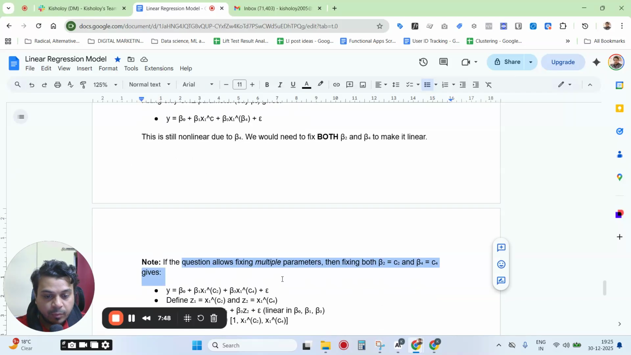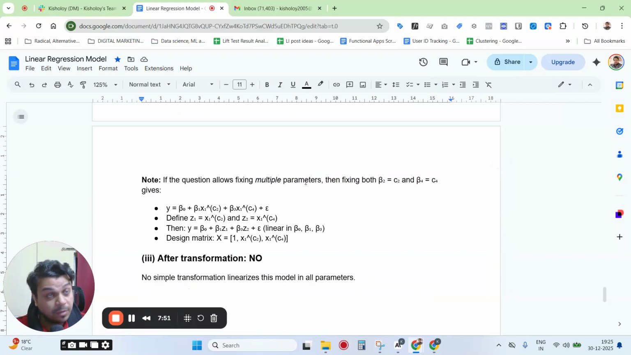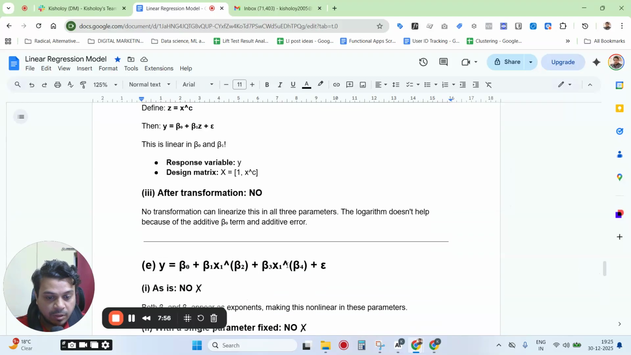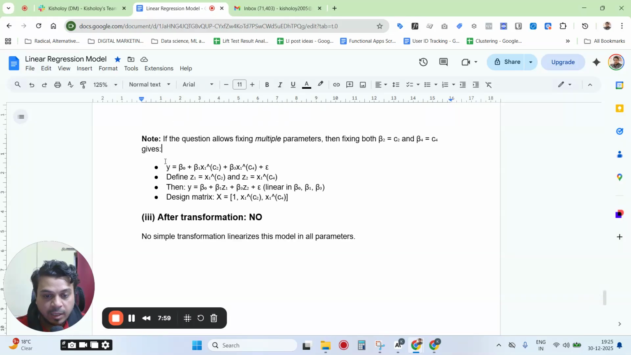And then if the question allows fixing multiple parameters, then if you fix both of these, beta 2 and beta 4, as given in this equation, then yes, it would work. In that case, it would define z1 and z2 like this, and then you will have a linear form of the response variable y, which is given in terms of beta 0, beta 1, beta 3. So the design matrix in that case would take this form: 1, x to the power c, and again another x to the power c.